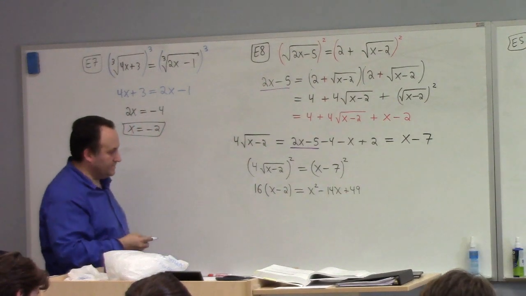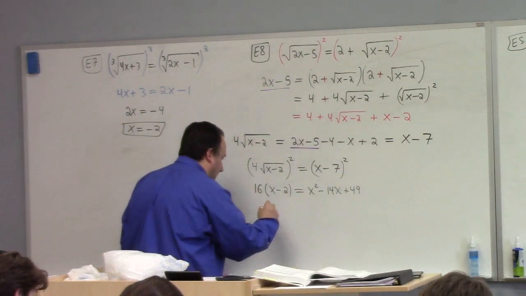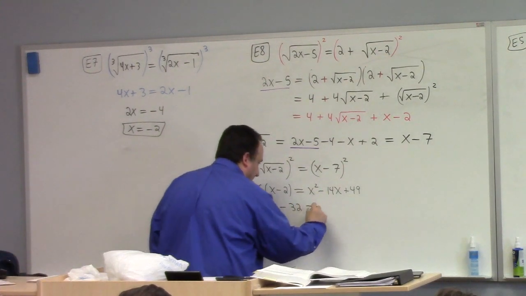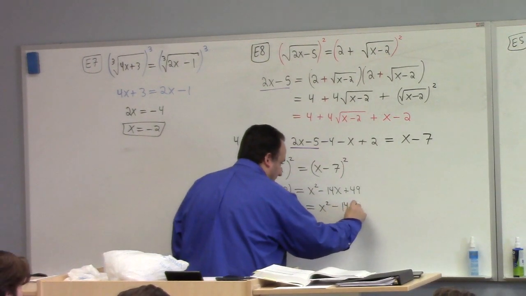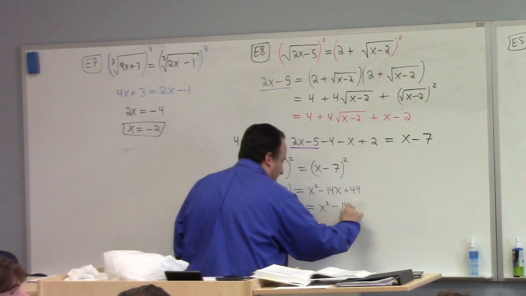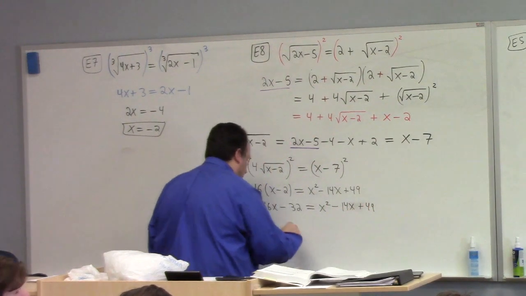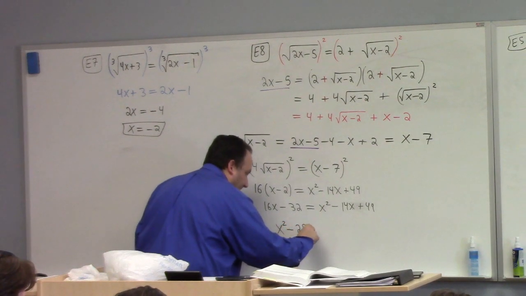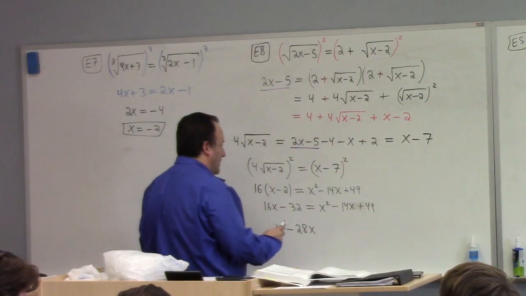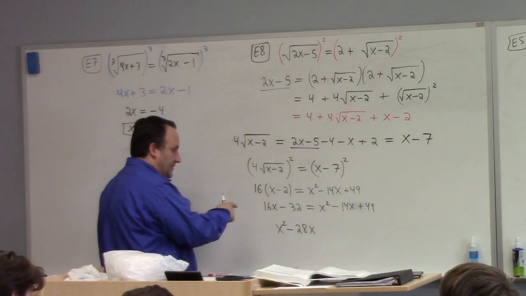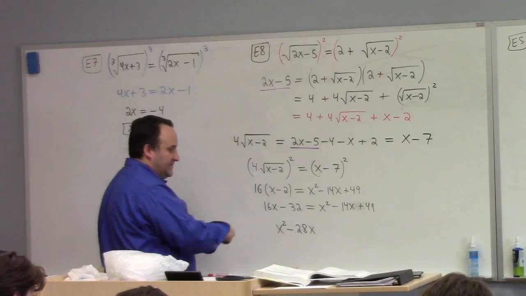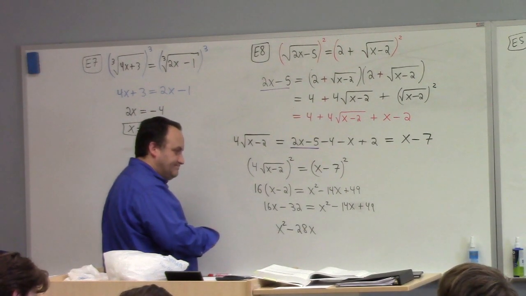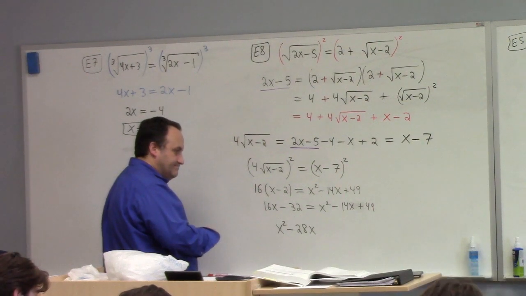What's going to happen next? 16 times x minus 2. Yeah, 16x minus 32 is x squared minus 14x plus 49. Isn't that x squared minus 14x plus 49, x minus 7 squared? Yeah. So we have x squared minus 28x. And then what happens when we take 49 plus 32? What do we get? 49 plus 32.